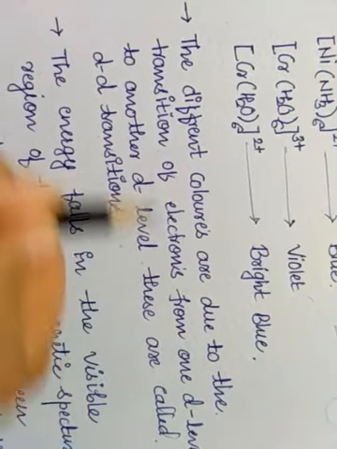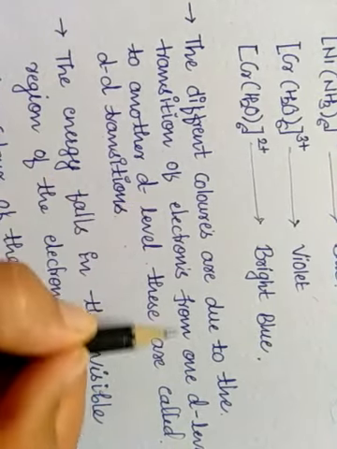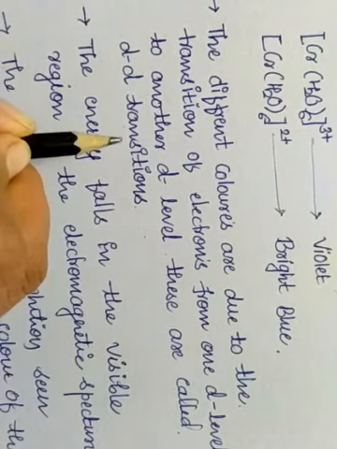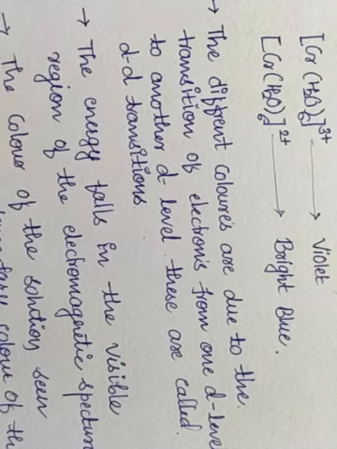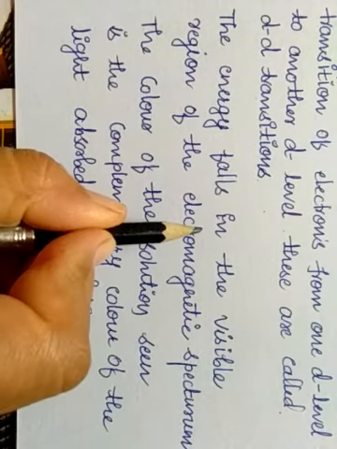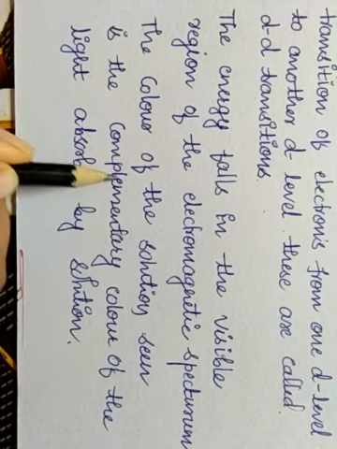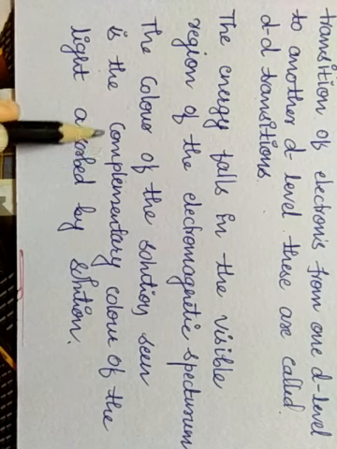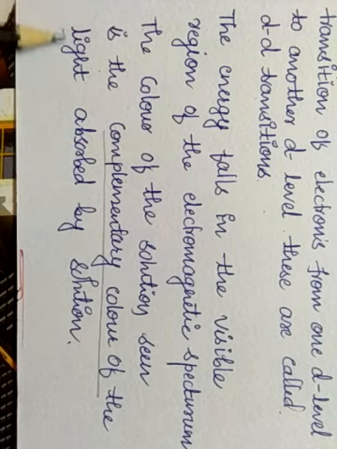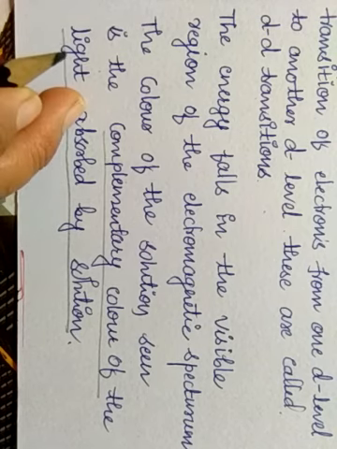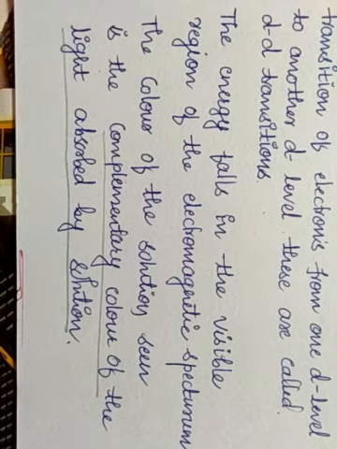The different colors are due to the transition of electrons from one D level to another D level, and these are called DD transitions. Next, the energy falls in the visible region of the electromagnetic spectrum, and the color of the solution seen is the complementary color of the light absorbed by the solution. It means that when you see an element which is pink in color, the complementary color will be different, or the secondary color will be different.